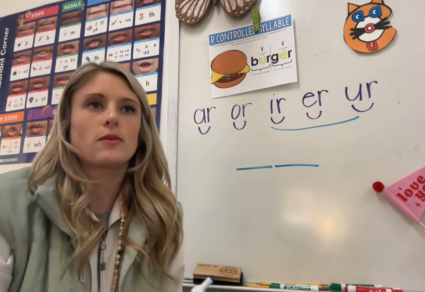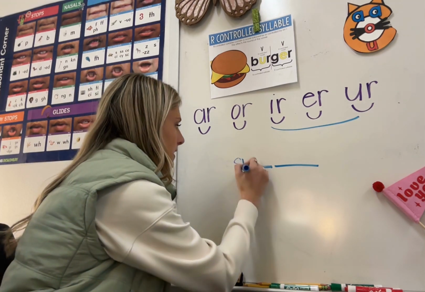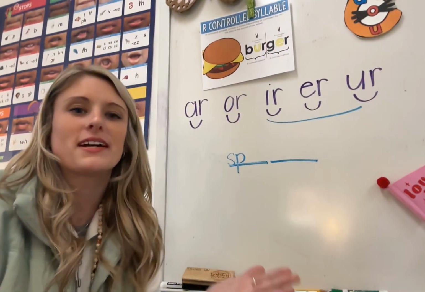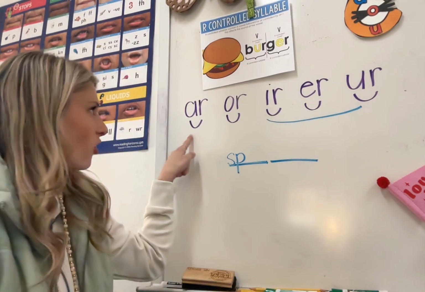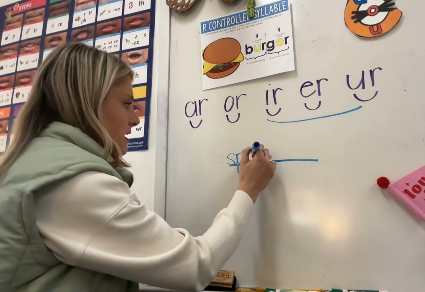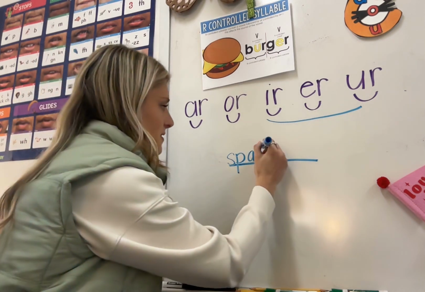So I'm going to go syllable by syllable. Spark. Okay, so I'm going to stretch through my sounds. Sp. And I hear the blend. S-P. Sp. R. Okay, well that's an easy one because I hear R. I hear that R-controlled AR sound. So I know it's going to be AR. That's the only one that makes that sound. Spark.